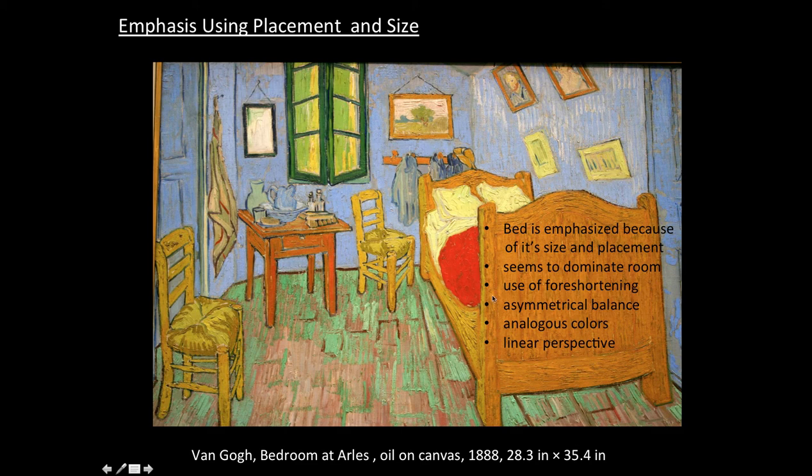But it is the bed. The bed is what is really emphasized, because he has used foreshortening, and we've talked about that, how this area is going to be larger. It's the closest to us, and then it diminishes very quickly to the headboard. Linear perspective, we've talked about that before. Certainly asymmetrical balance, the informal balance, analogous colors, and as I just said, the linear perspective.